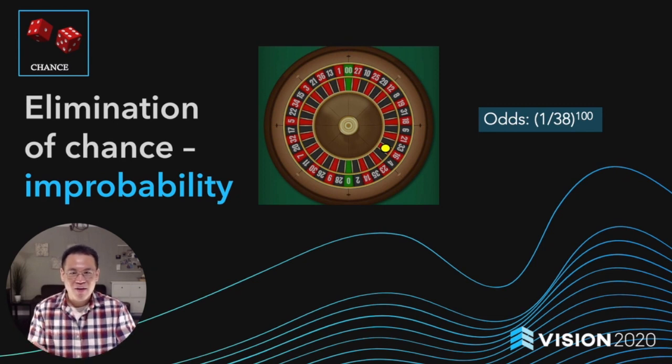What would you say? Could you say it's by chance? You'd be like, no way. You'd say, you cheater. Why? Because chance is no longer appropriate given the improbability of getting the same number 100 times.